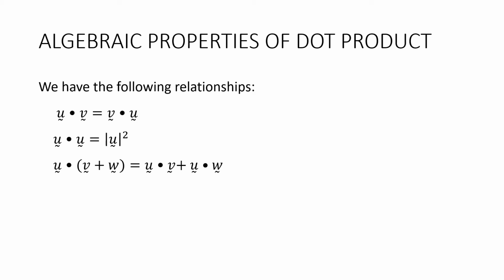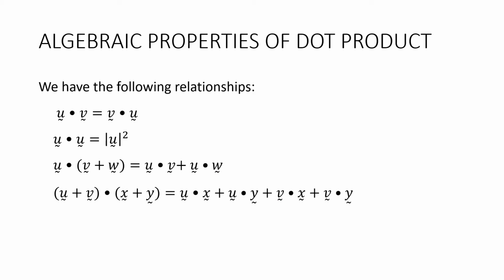We can expand brackets. So u dot (v plus w) in brackets is the same as u dot v plus u dot w. And we can even do FOIL. So here we have u dot x plus u dot y plus v dot x plus v dot y.